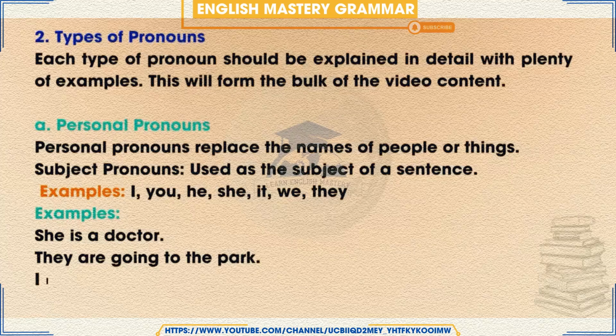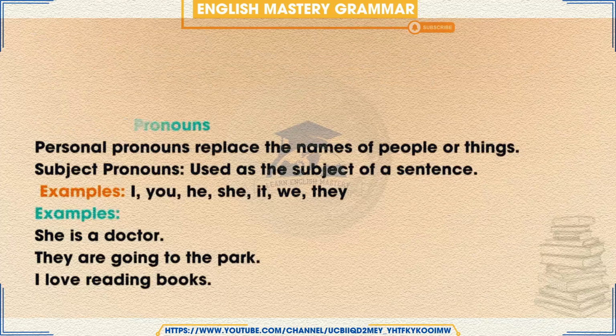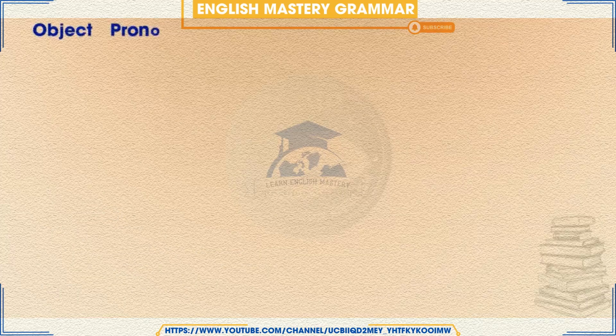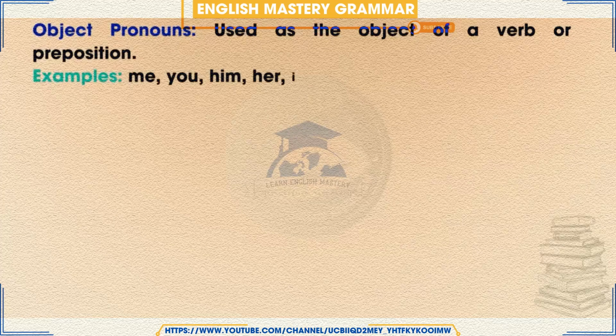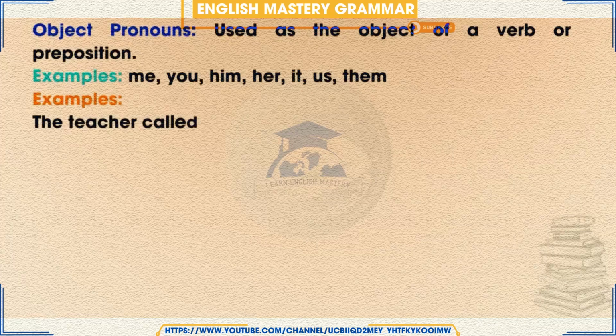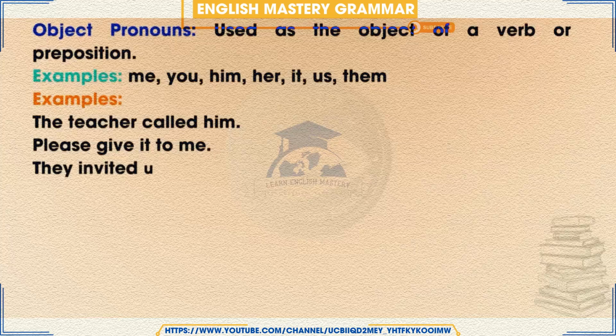Examples: She is a doctor. They're going to the park. I love reading books. Object pronouns are used as the object of a verb or preposition. Examples: me, you, him, her, it, us, them. Examples: The teacher called him. Please give it to me. They invited us to the party.